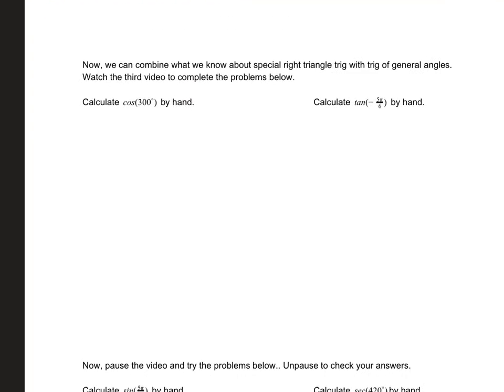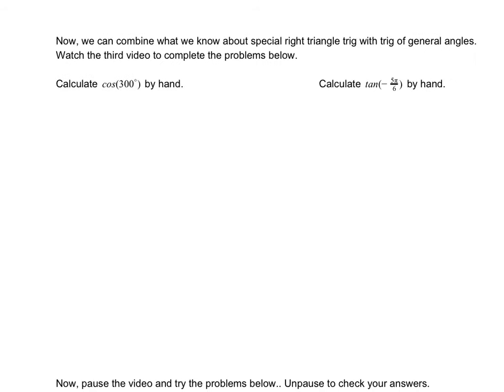All right, so let's talk about how this stuff we just talked about with finding trig ratios of general angles, well, the ratios of x, y, and r, relates to the special right triangle stuff that we talked about before. So let's look at the two problems at the top of the third page of your guided notes. So we're going to calculate the cosine of 300 degrees by hand.